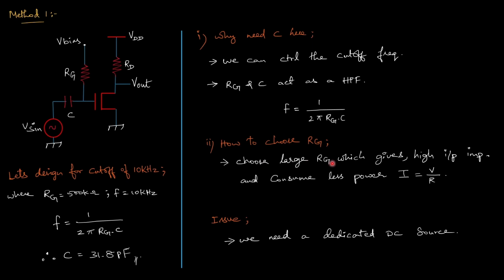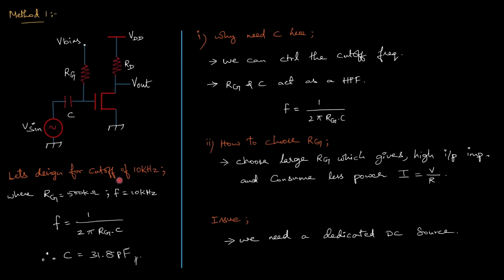Now how do we generally choose an RG? Generally we choose the resistor to be large because it gives us high input impedance and it consumes very less power. Remember, I is equal to V by R. So a large resistor means less current, which means less power required.